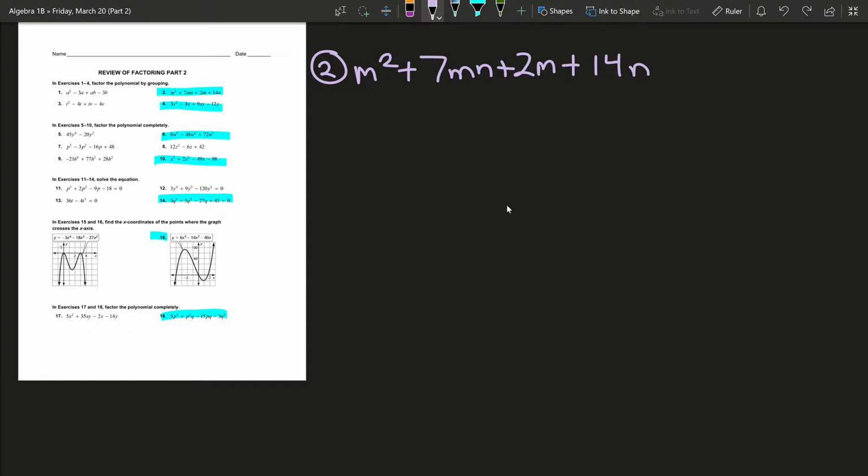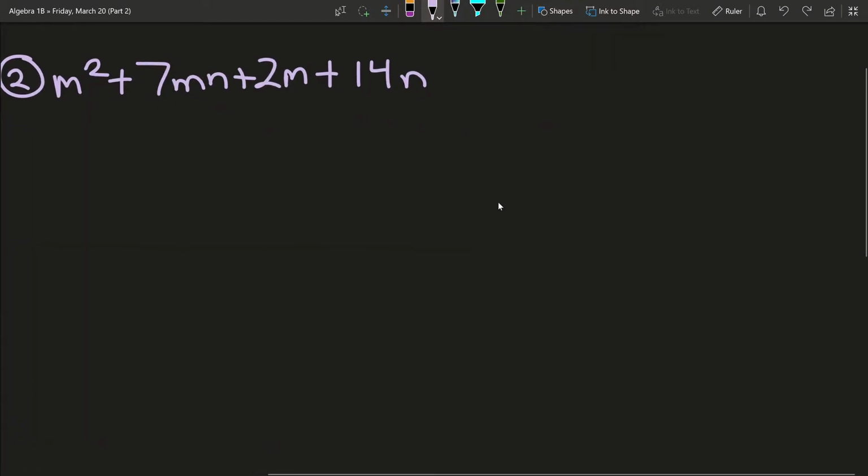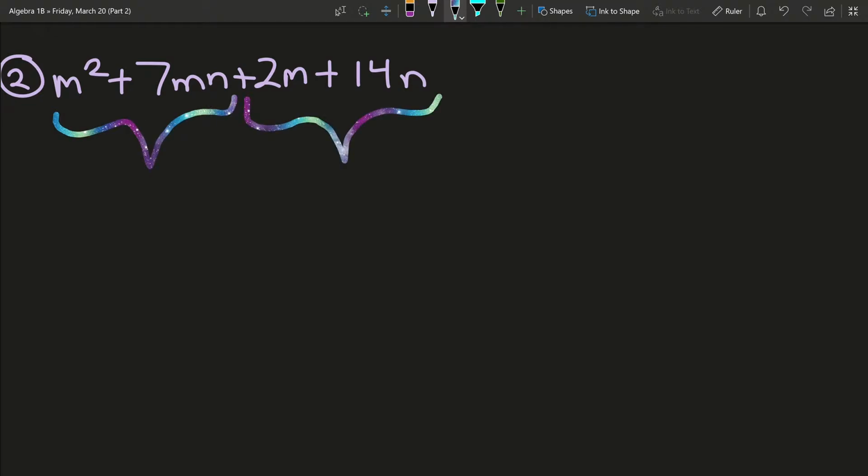Notice here that we have 4 monomials in here, which means we can't use our normal method that we've been using. So we're going to go ahead and use the grouping method. So let's go ahead and separate these two pieces real quick. This is going to be one of our pieces. This can be our second piece.